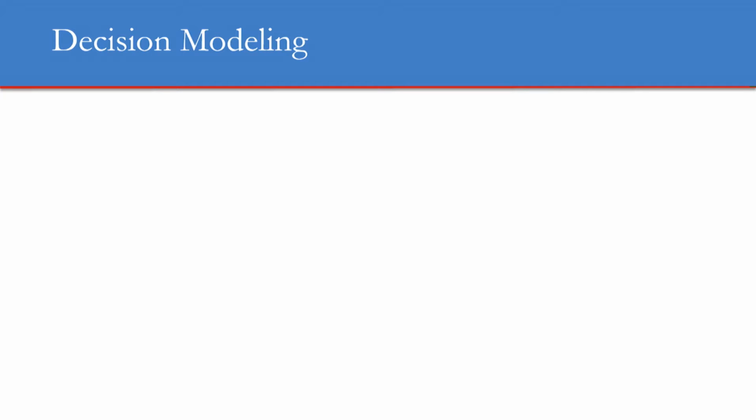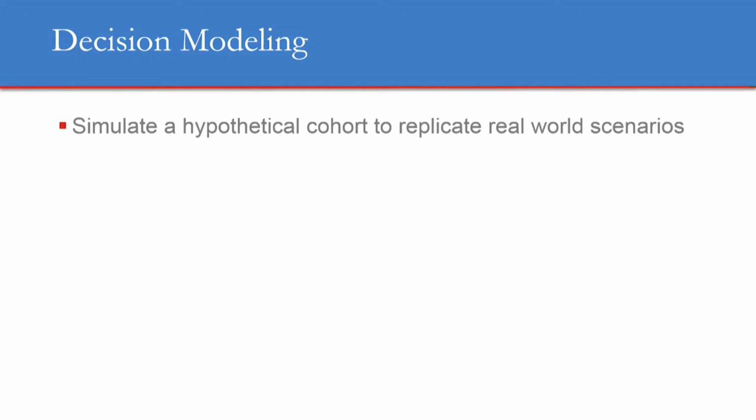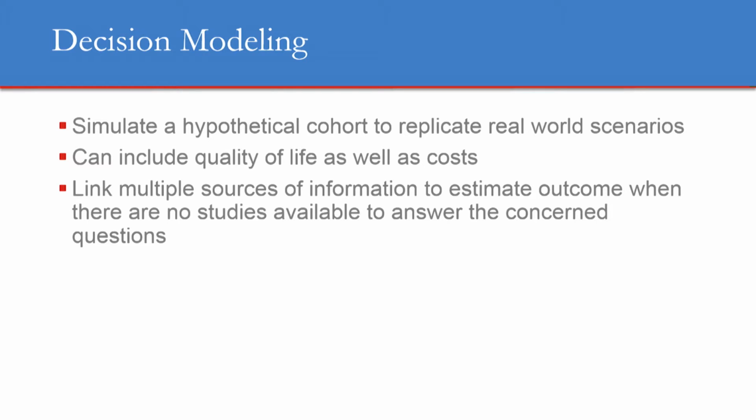Decision modeling is used in predicting the outcomes of decisions in the real world or in reality. It involves using a hypothetical cohort to replicate real-world scenarios. We may include quality of life measures as well as costs in the models. Decision modeling can integrate multiple sources of information to answer complex questions where no studies are available to provide answers.